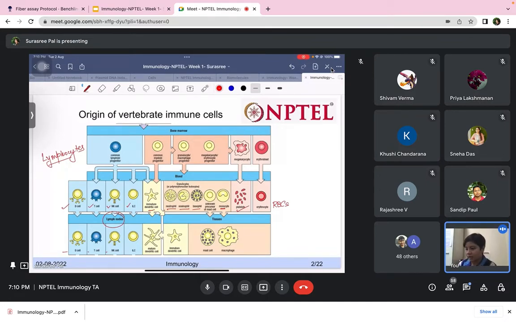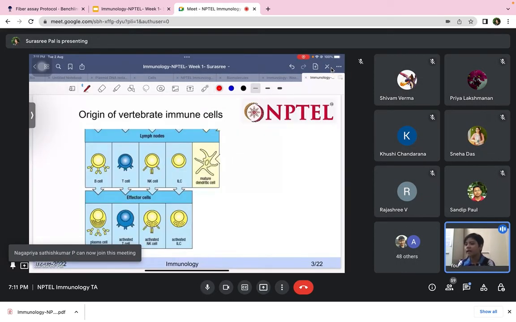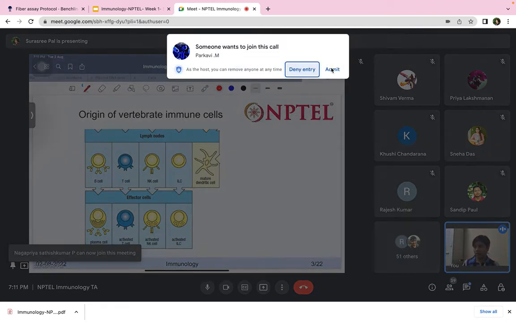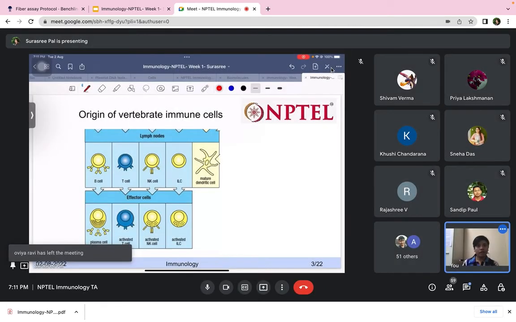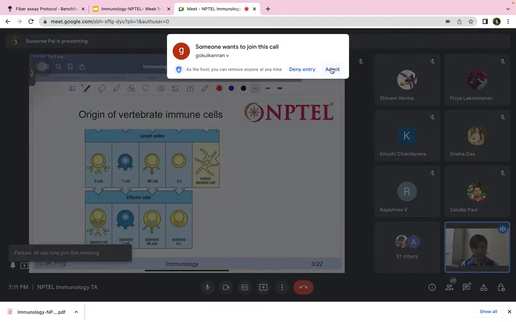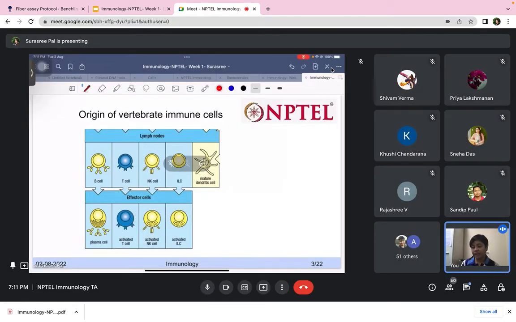Whereas in the tissues, the most important resident immune cell of the tissues is the macrophage, whose differentiation is taking place in the tissues. And this is the last and the final part of this maturation of immune cells, that is from the lymphocytes, from the B cell, T cell, NK cell. From these lymphocytes, again, some activated effector cells are being produced. So what are these effector cells?